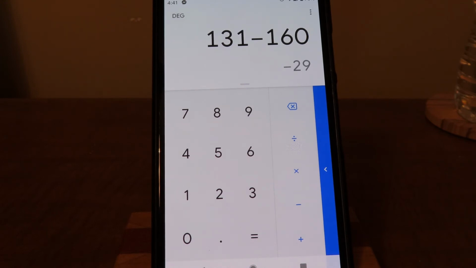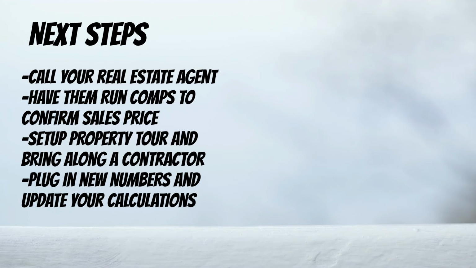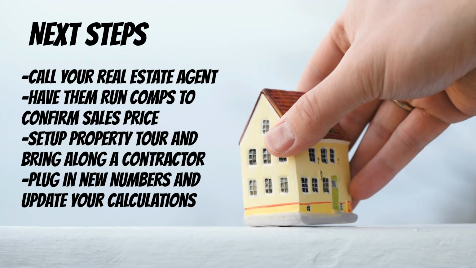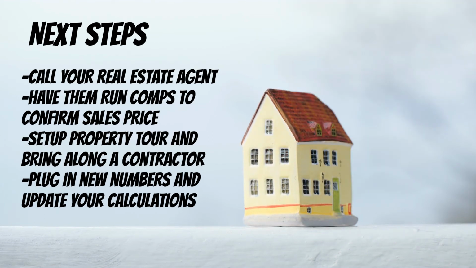The next steps are going to be calling your real estate agent and going to actually tour the property. Have them run comps. They're going to be more familiar with the area and know what you can actually get. Maybe that 160K number makes sense. Maybe it's going to be 180K. Maybe it's going to be 200K. But it's going to be somewhere in that ballpark. And at the same time, call up a local contractor just to see if that 50K number makes sense.